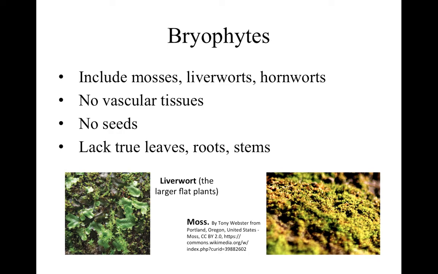The bryophytes were the first of those groups. Remember, these are non-seed plants. These include the mosses, liverworts, and hornworts. This group does not have vascular tissue. Vascular tissue is tissue that is specialized for transporting water and nutrients. This group does not have seeds. It also does not have true leaves, true roots, or true stems. We'll say more later in the semester about exactly what we mean by true leaves, roots, and stems.